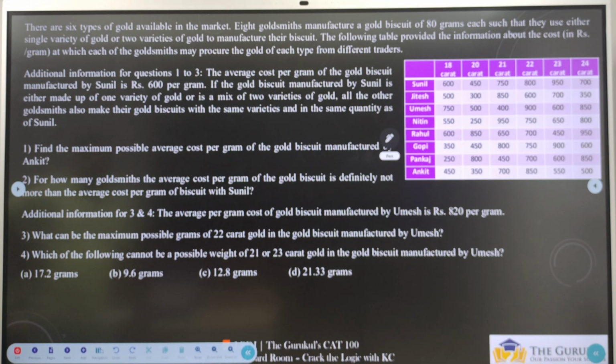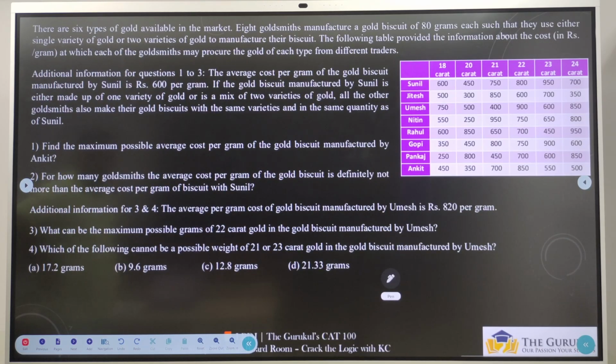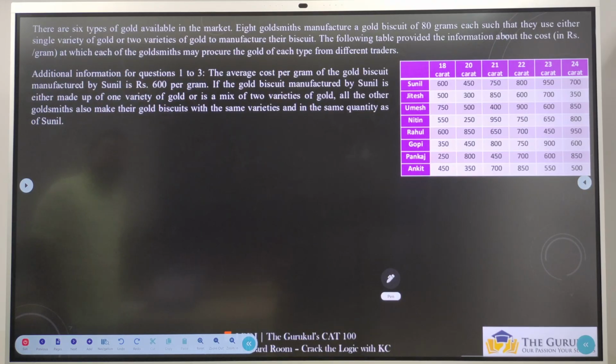So what is happening over here? There are 6 types of gold available in the market. 8 goldsmiths manufacture a gold biscuit of 80 grams each, such that they use either a single variety of gold or 2 varieties of gold to manufacture their biscuit. The following table provides the information about the cost at which each of the goldsmiths may procure the gold of each type from different traders. There is additional information for questions 1 to 3, and additional information for questions 3 and 4. So first let's look at questions 1 and 2.